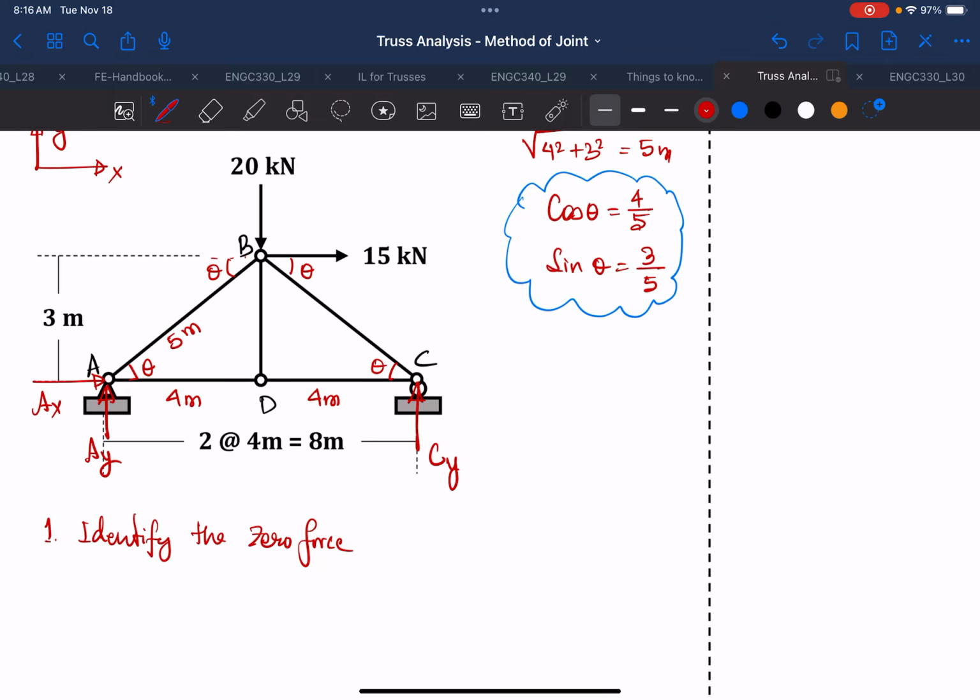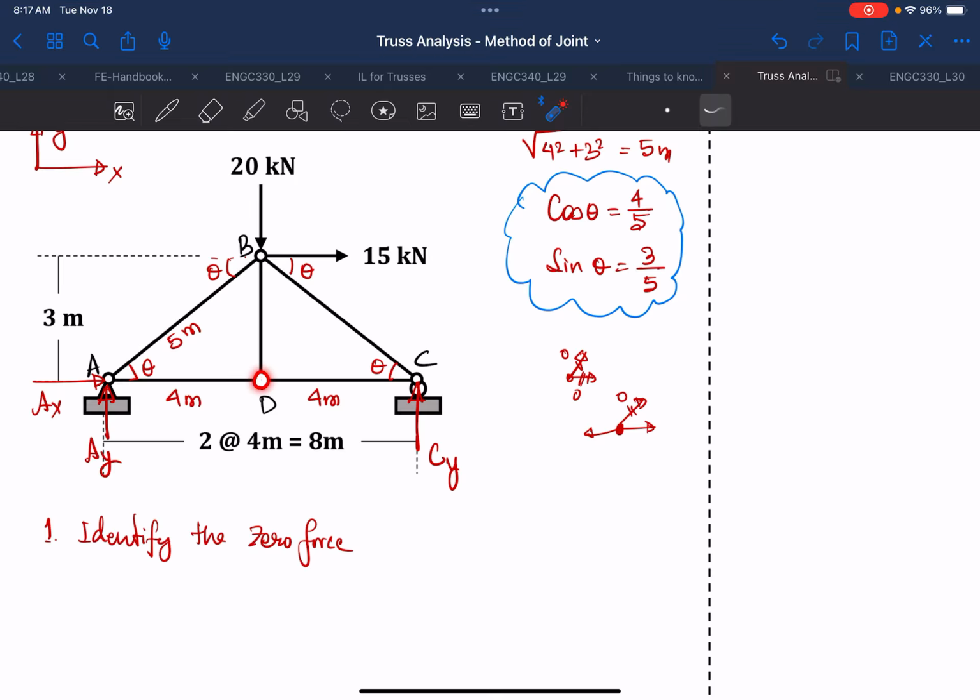If you look back to my video about things to learn when analyzing the truss, a zero force member is either this one: if there are two members at a joint, both of them will be zero force members. If there are three member forces and two are collinear, or in a straight line, then the third one will be equal to 0 irrespective of what the angle is. So in this case we have to look for those conditions. Here there are 3, but they are not in straight lines, so we cannot say anything about a zero force member.